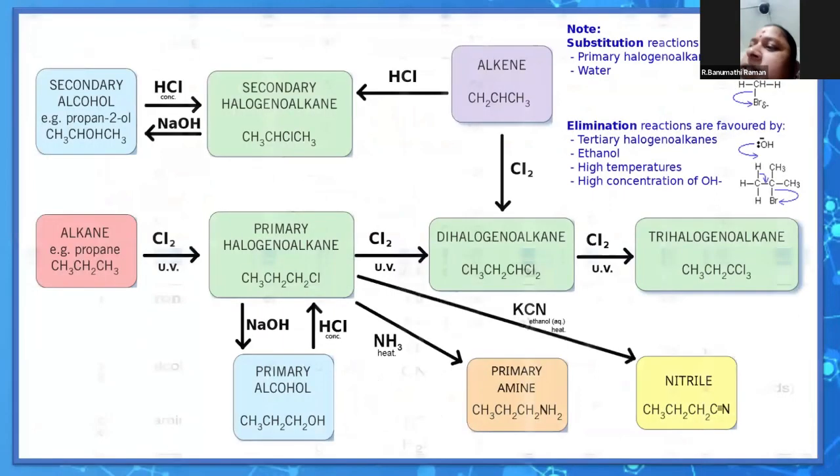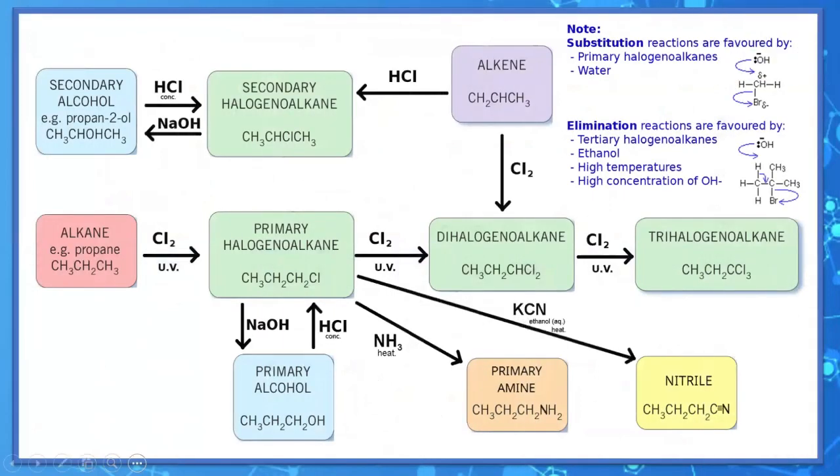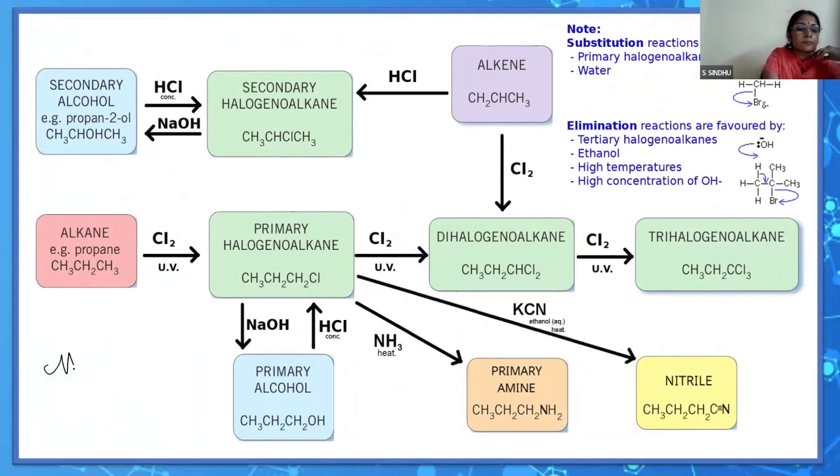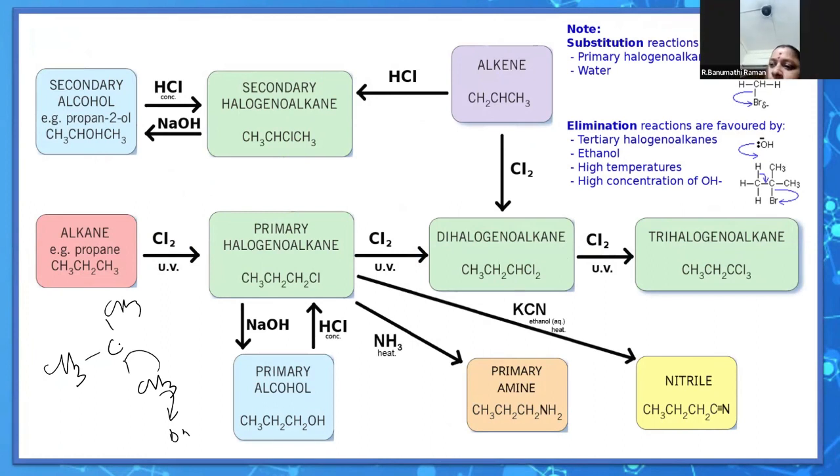Ma'am, what is the reason why aqueous KOH gives alcohol and alcoholic KOH prefers beta elimination? Is there any particular reason? In alcoholic KOH solvent, it will abstract a proton, ma'am. Rather than moving in there, it will abstract a proton from the CH3 side and result in the compound formation. Okay. Any other thing?